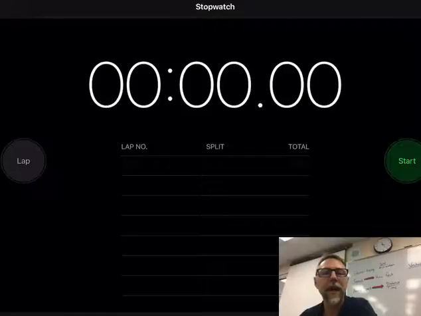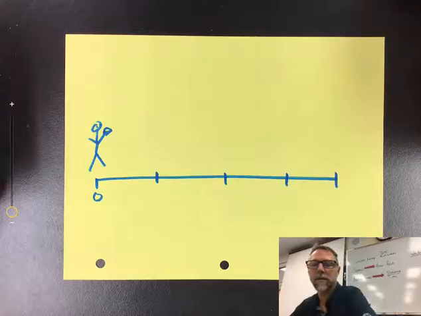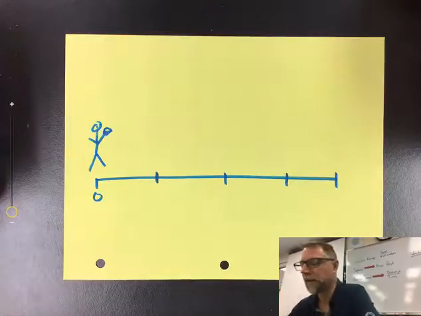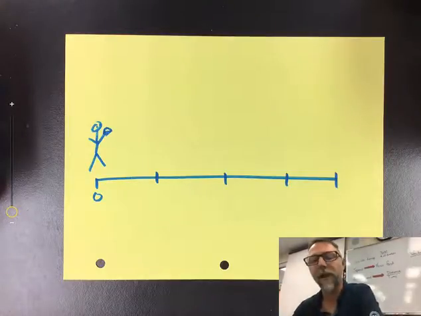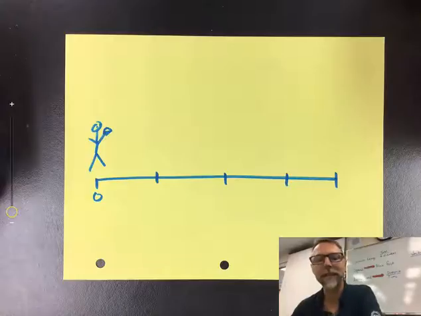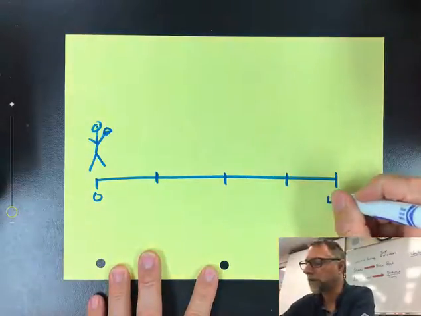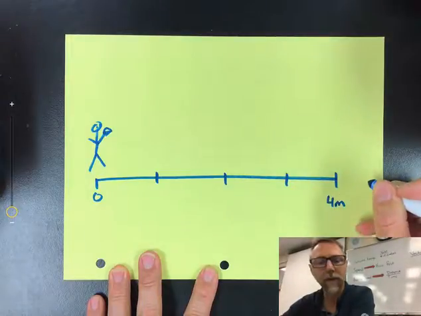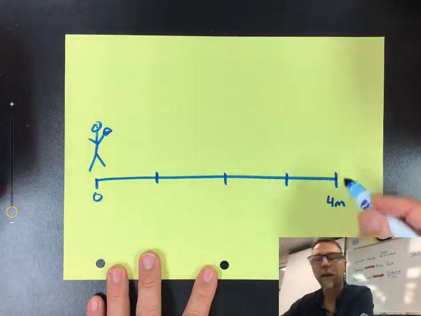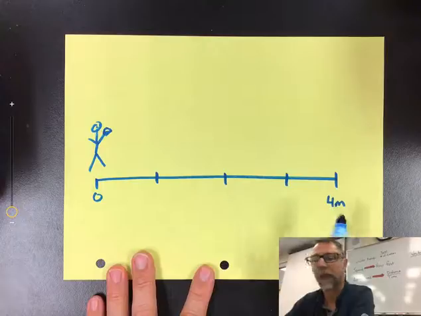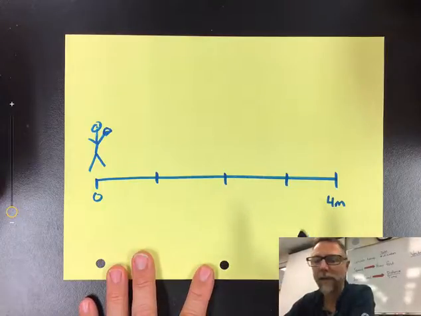So let's take a look at how you're going to actually do the lab. Let's take a look at the setup that you're going to do. You need to find a room that is at least 4 meters long. Okay? So you're going to throw it 4 meters. If you want to throw it farther, that's fine, but I'm only asking you to do it out to 4 meters.